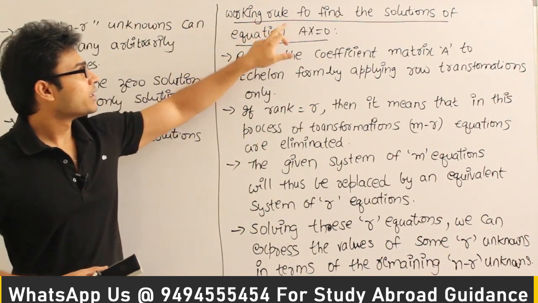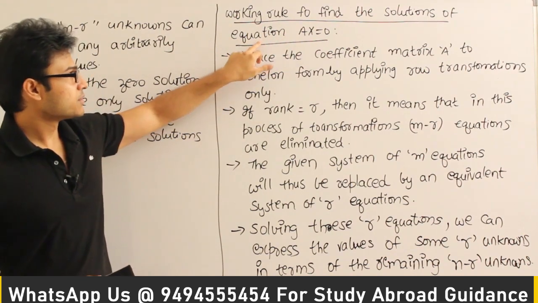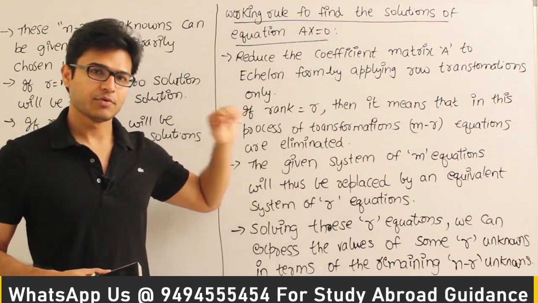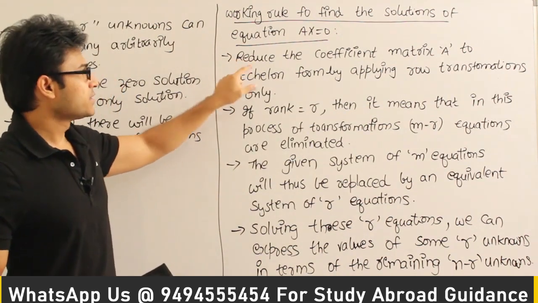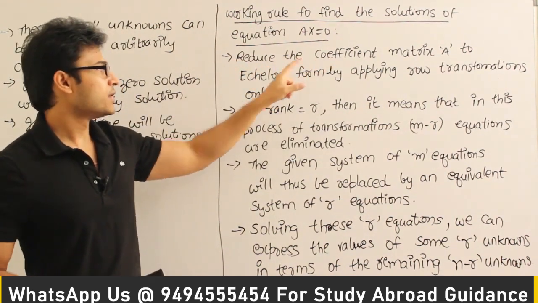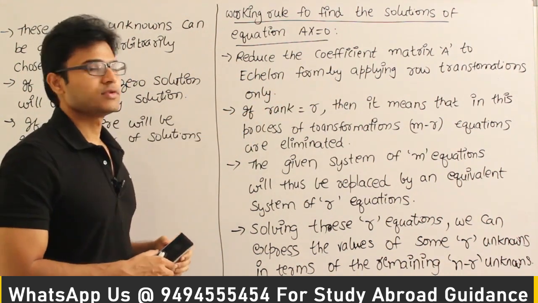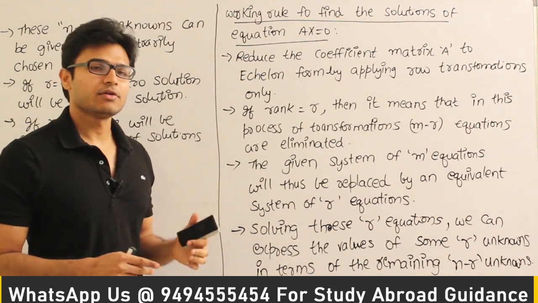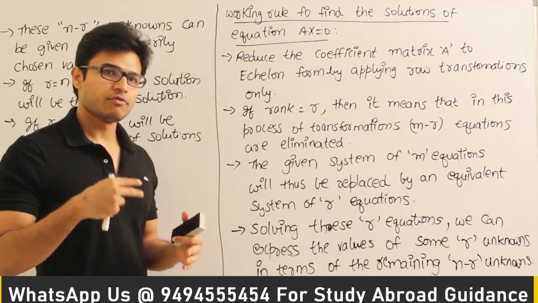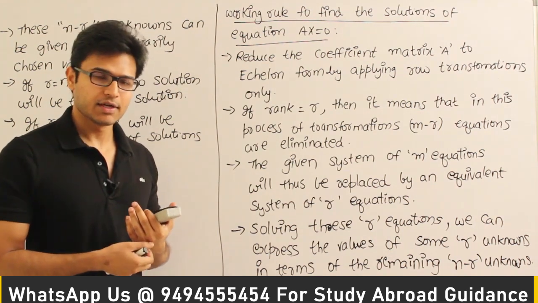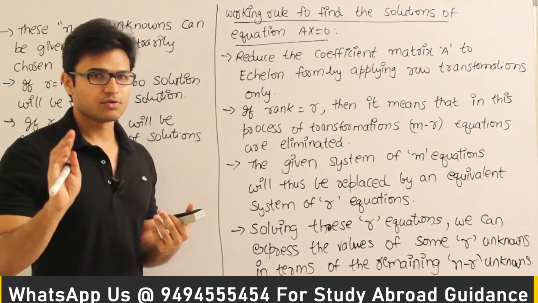See, working rule to find the solutions of the equation AX equal to 0. So this is the working rule I'm going to follow. First point is reduce the coefficient matrix A to echelon form by applying row transformations only. Generally, in order to reduce the matrix to the echelon form, we apply both row and column transformations, right? But here, just use row transformations.